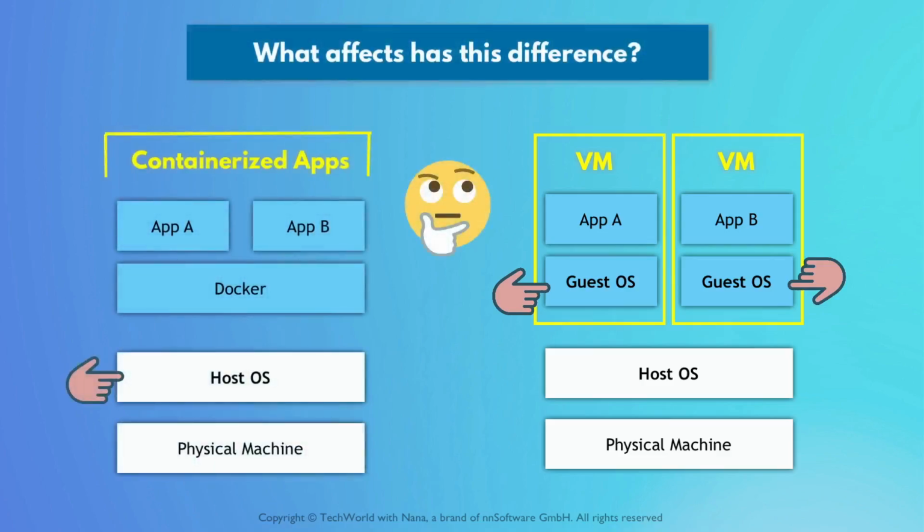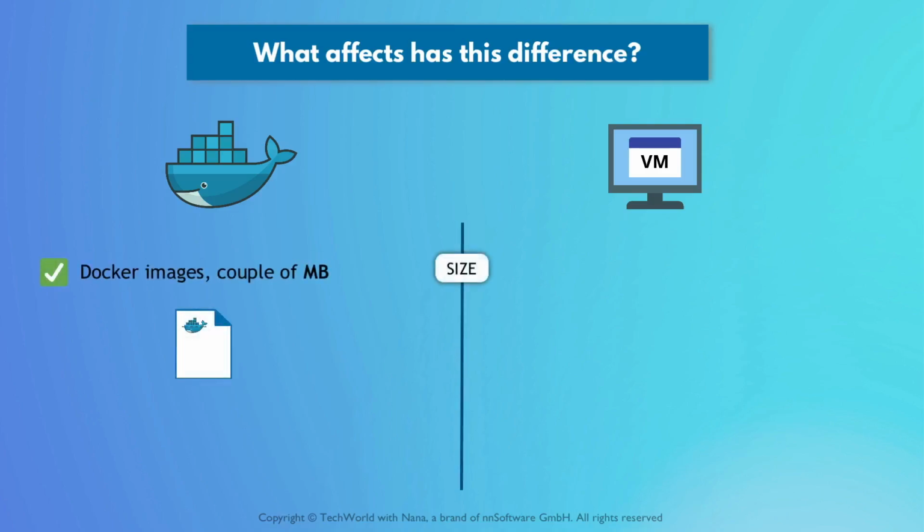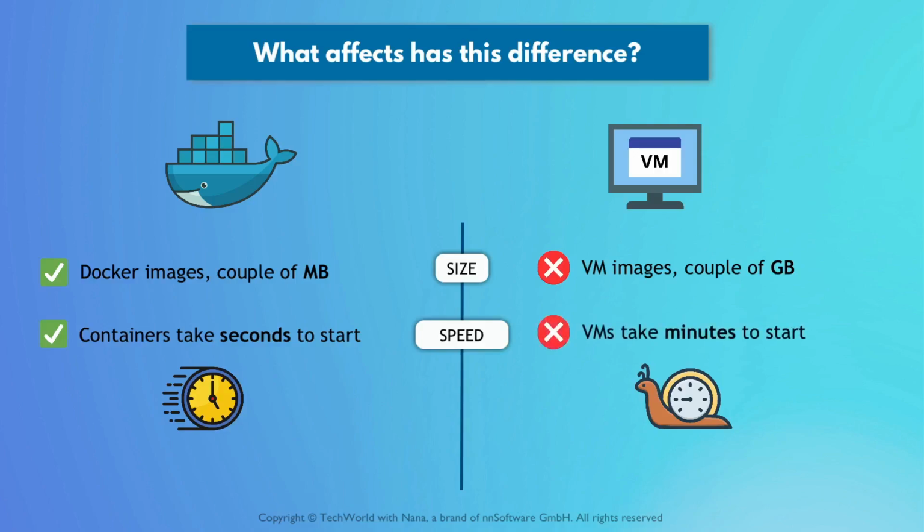So what does this difference between Docker and virtual machine actually mean? First of all, the size of Docker images is much smaller because they just have to implement one layer. Docker images are usually a couple of megabytes. Virtual machine images, on the other hand, can be a couple of gigabytes large. A second one is the speed. You can run and start Docker containers much faster than VMs, because every time you start a VM, it has to boot the operating system kernel and the applications on top of it.